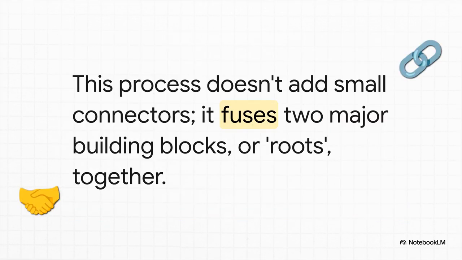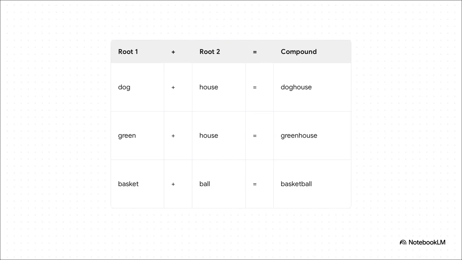All right, let's look at the second major process on our assembly line, compounding. Now, instead of adding those small connector pieces, compounding is all about fusing 2 big core building blocks directly together. And we do this all the time in English. You just take 2 free morphemes, 2 words that could be on their own, and you just stick them together to create a brand new idea. Dog plus house becomes doghouse. Basket and ball gives you basketball. It's simple, it's elegant, and it's a super powerful way to make new words.